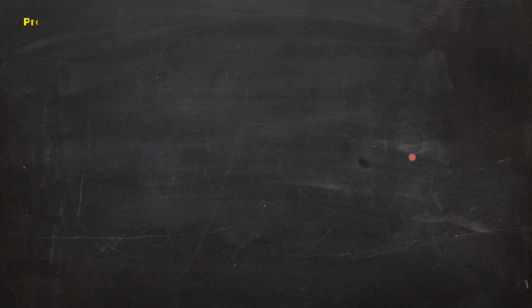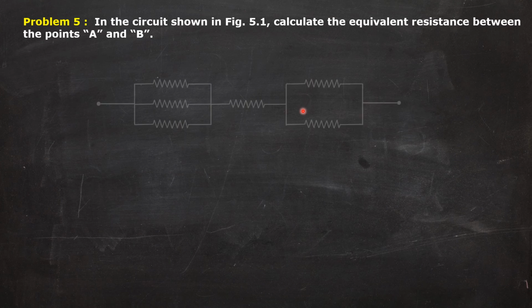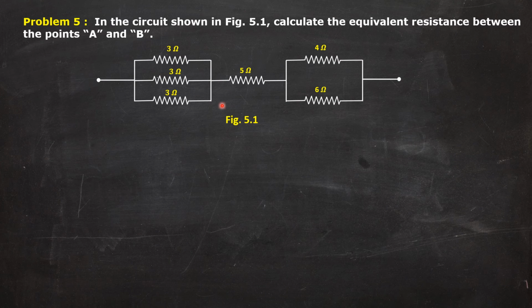Now let us go for another problem, problem number 5. In the circuit shown in figure 5.1, calculate the equivalent resistance between the points A and B. So here is the figure 5.1. This is the circuit in which some resistors have been connected in this manner between the points A and B. So we have to calculate the equivalent resistance between this and this point, isn't it?